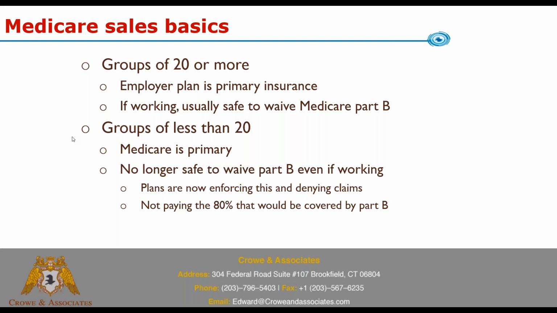So a group of less than 20, persons actively working, getting coverage through work, they still need to apply for Medicare A and B. If they don't, there's a good chance the insurance company is going to at some point say to them, hey, you should have been on Medicare because Medicare should be primary for you with this small group. And because you didn't, we're not paying the 80% of your claim that Medicare should have paid. So for a group less than 20, even once they hit 65, even if they're working, getting coverage, make them enroll in A and B. Or you should suggest that they do anyway.